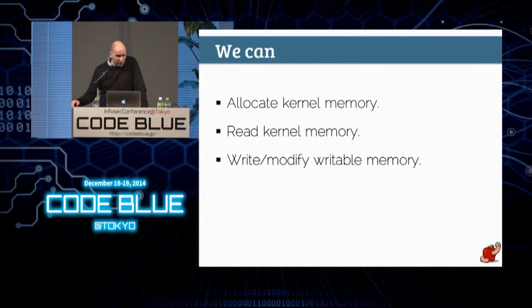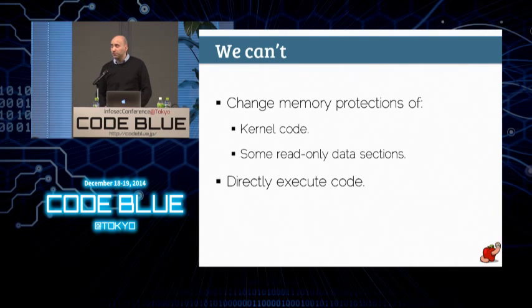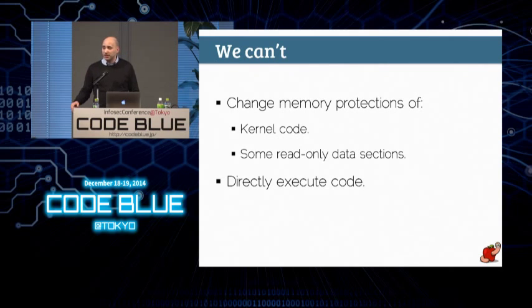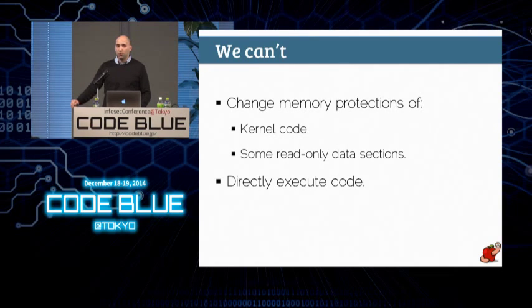We can allocate kernel memory with this vulnerability, and we can also read anything. One of the problems of this technique or vulnerability is that we cannot change the memory protections of some interesting parts of the kernel. We cannot modify the kernel code directly, and we cannot modify some data sections that are made read-only. And we cannot execute code. We have control of the task port, but we have no way to start that code. This is what I want to show you, how to start the code.